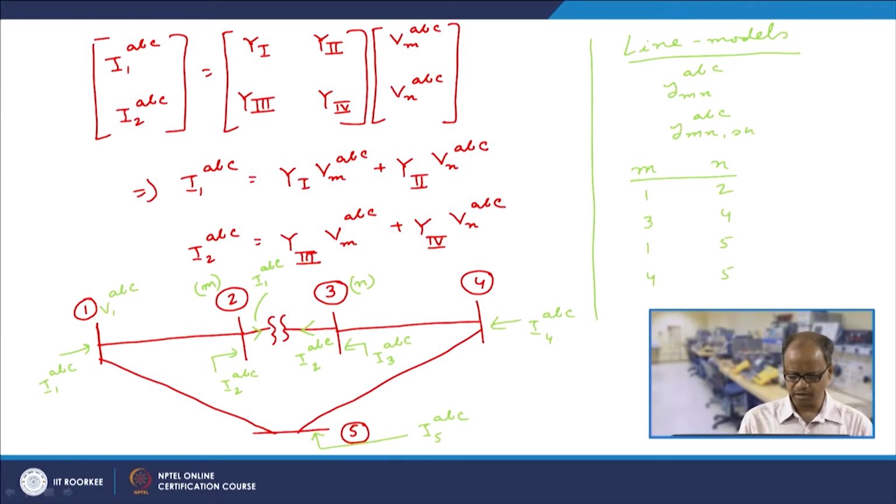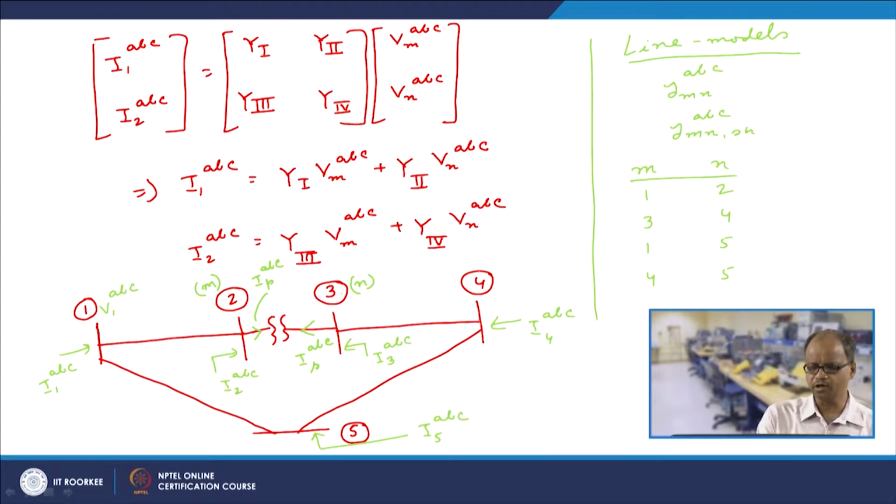actually we should not write I2 ABC here, because earlier we have already denoted I2 ABC as the injected current in bus 2 and I1 ABC as the injected current at bus 1. So, let us say this is primary ABC and this is secondary ABC. So, this is IP ABC and IS ABC, and this is bus M and this is bus N.